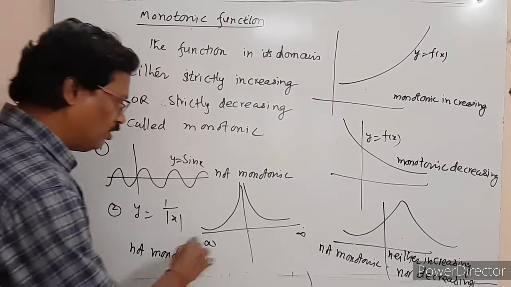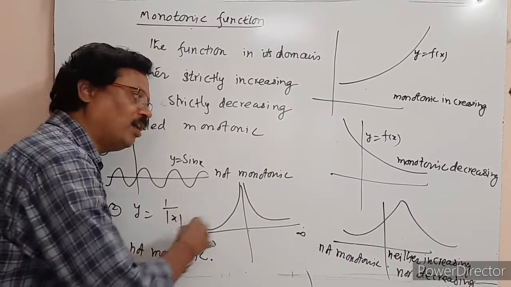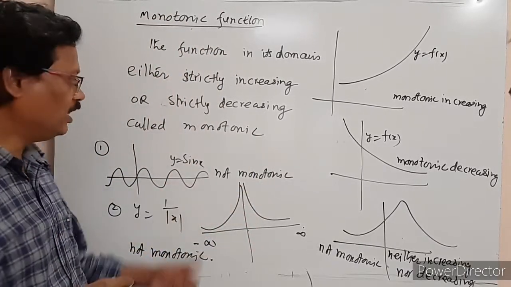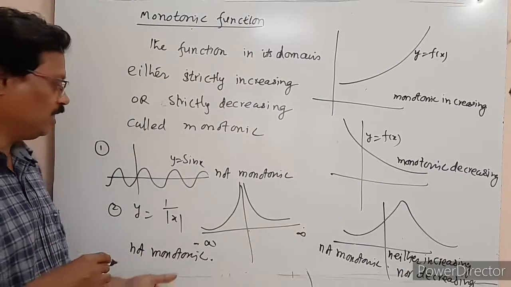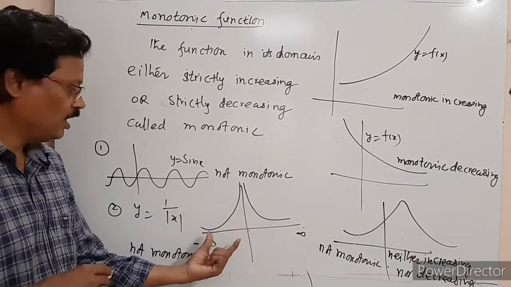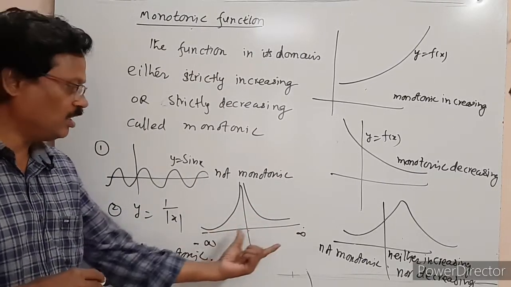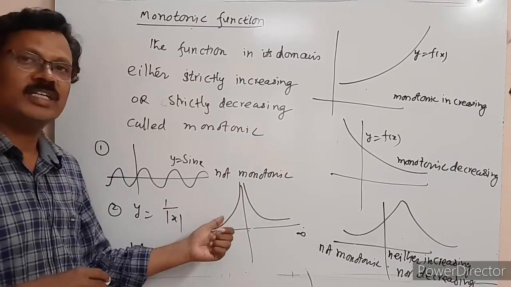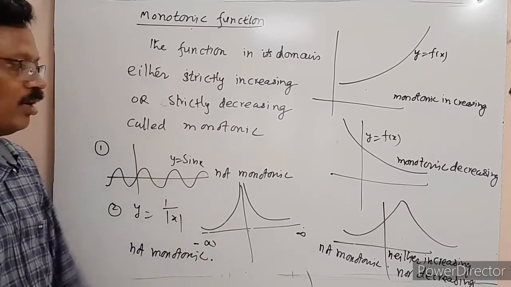Okay, in the domain it must be completely always increasing or it must be completely always decreasing, then it's called monotonic. But this is neither increasing nor decreasing. In one part of the interval increasing, other part of the domain it is decreasing. We say it is neither increasing nor decreasing, it is not monotonic.